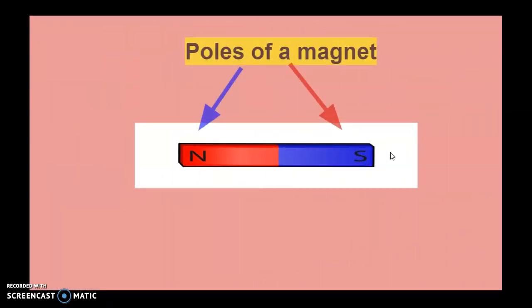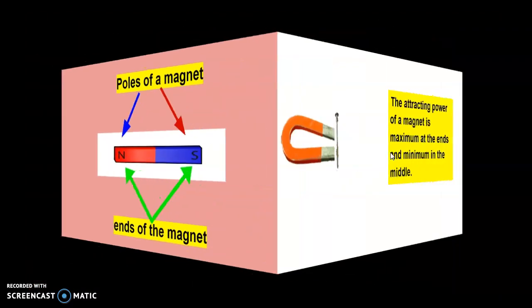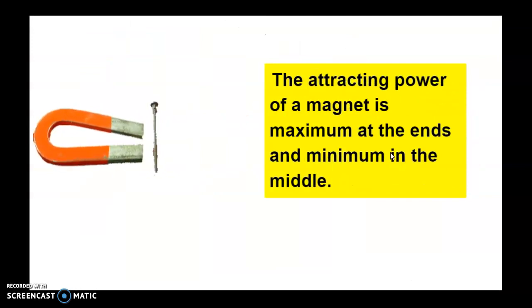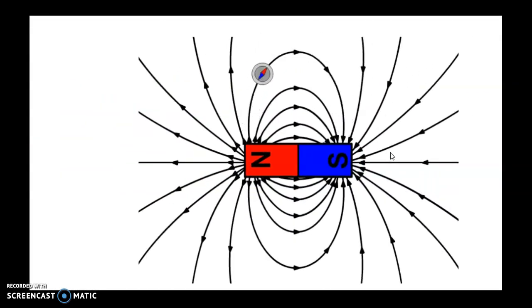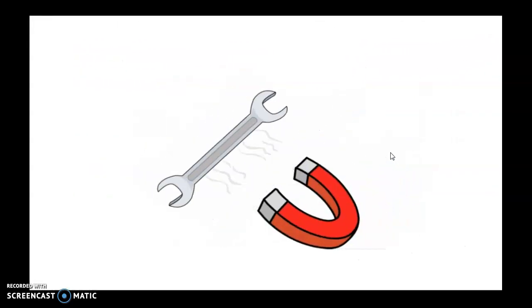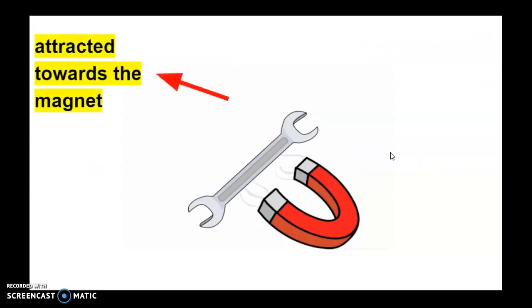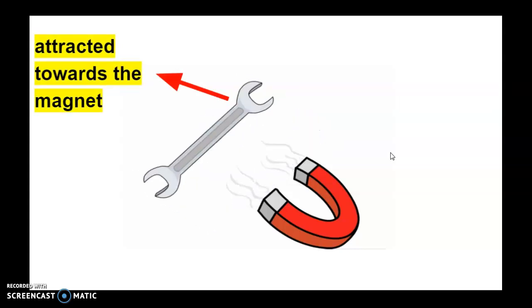Poles of a magnet are located near the ends of the magnet. Therefore, the attracting power of a magnet is maximum at the ends and minimum in the middle. The magnetic force in the magnet flows from the North Pole to the South Pole, and it creates a magnetic field around a magnet. The magnetic field around a magnet is invisible, and if we place any material in this field, it will be attracted towards the magnet. But remember, this field is invisible to us.